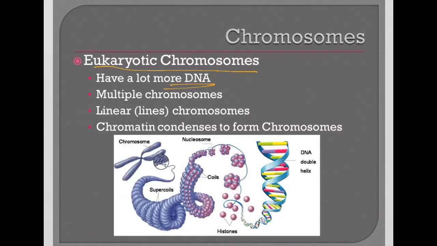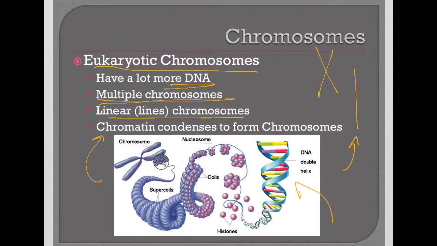Eukaryotes, on the other hand, have lots more DNA than prokaryotes do. Obviously, we are way more complex than they are and need more DNA and more genes. Not only do we have more DNA, it exists in the form of multiple chromosomes. So whereas prokaryotes have one chromosome, eukaryotes will have multiple chromosomes. Eukaryote chromosomes exist in sort of line shapes like this, or sort of singular like that. They're sort of linear. And the chromatin will condense to form a chromosome in this way.